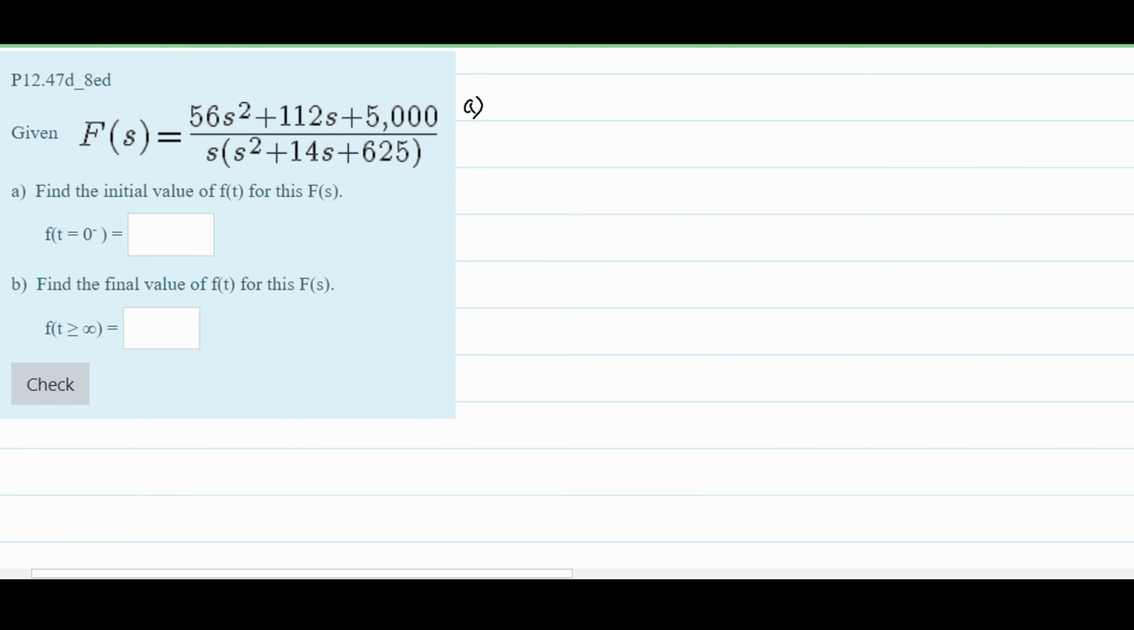So we're going to start off with part A, the initial value theorem. The initial value theorem states that we have a limit as t approaches 0 from the negative side. We get that from this right here. We have our f(t), and this is equal to the limit as s approaches infinity of s times our F(s). And our F(s) is all of this right here, so we can just plug that in.